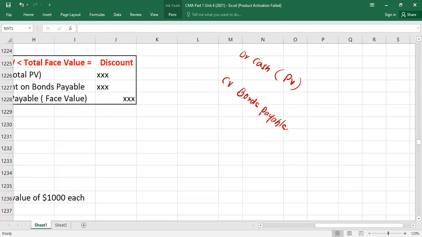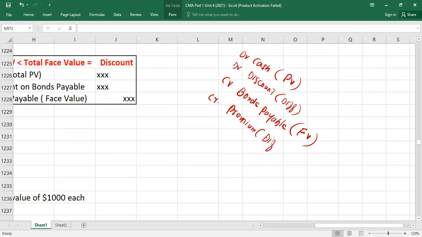Bonds payable will always be credited with the face value. Which value? Face value, always par value or face value. Now, if your entry does not tally, the difference might arise on which side? On the debit side. If the difference is on the debit side, this will be a discount with the value of the difference. If the difference is on the credit side, this will be the amount of premium, with the difference. Understood? This is the entry which you will pass.